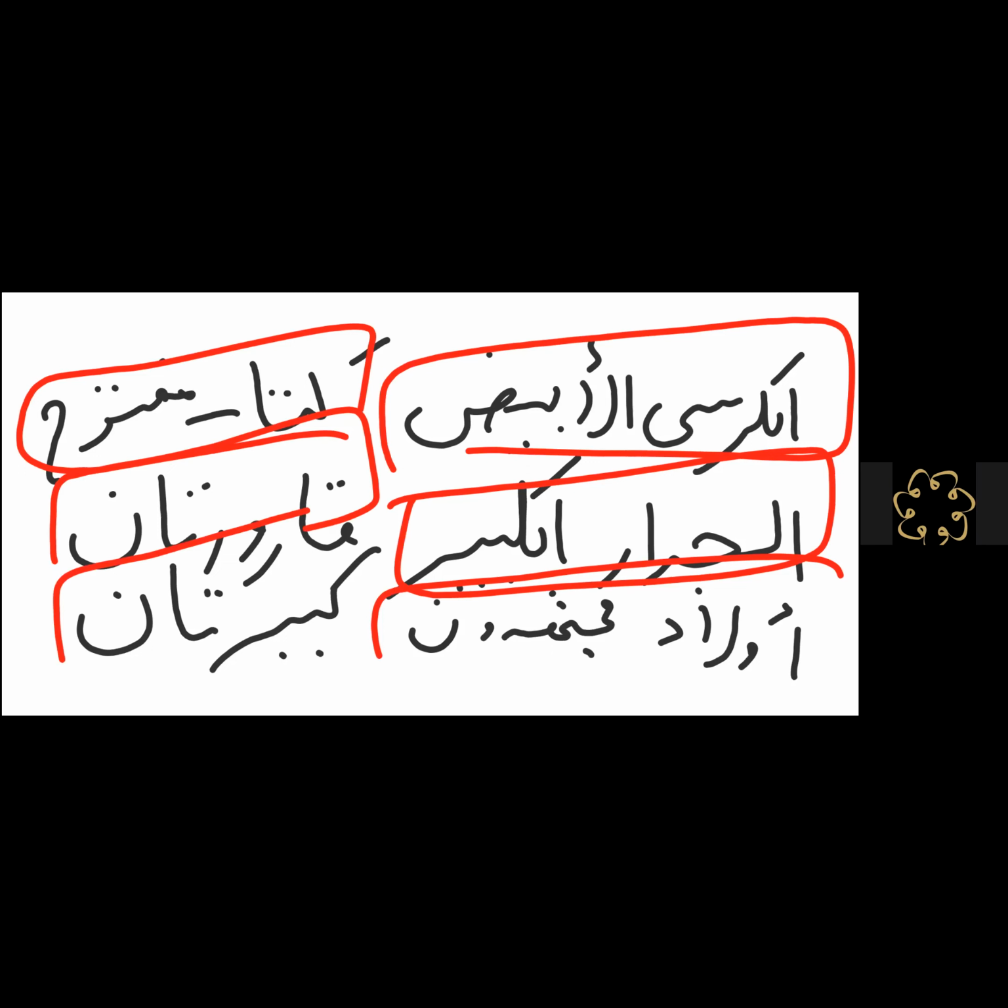I have written some examples for you for the adjective. So you need to notice only two things. The noun comes first and its adjective comes later. The first thing and the second thing are the same in everything. When there is al on one, there will be al on the second word.